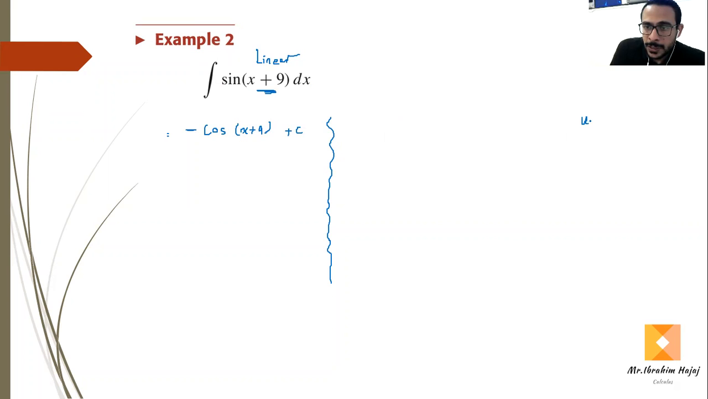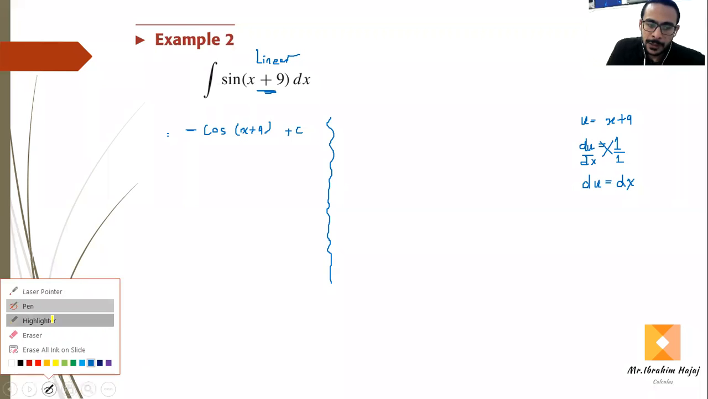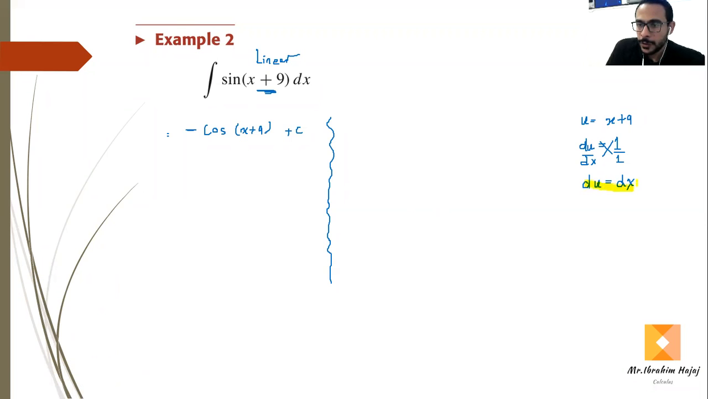By using U substitution, let's confirm that this is correct. I'm going to let x plus 9 equal u. Then differentiate, find the derivative of this equation. du over dx equals what? 1. And then cross multiplication. So du equals, of course the 1 has a denominator of 1, when I do cross multiplication, du equals dx. Now, I will replace two things. First, du equals dx, I'm going to replace it, and replace the x plus 9 as u.